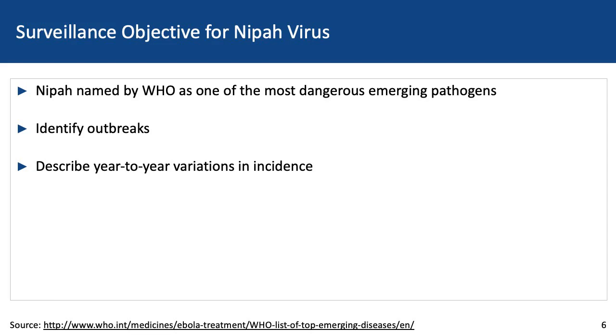Therefore, our surveillance objective for Nipah is to identify outbreaks so that we can respond and try to prevent that onward person-to-person transmission. We also, as a secondary objective, want to describe the year-to-year variations in incidence of Nipah in Bangladesh because we're trying to understand when and where people get infected and what determines risk to humans.